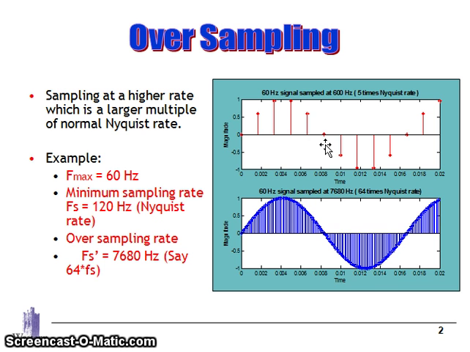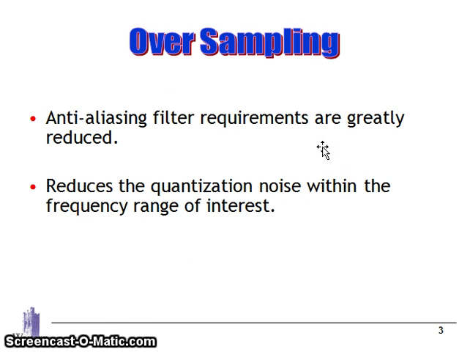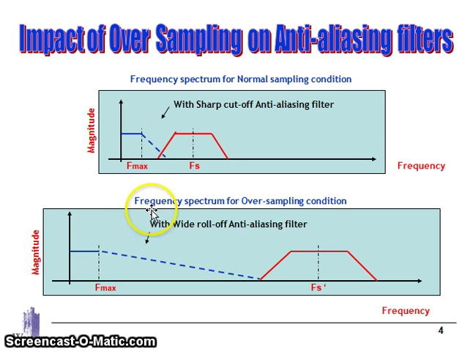Right? Now, why are we doing this oversampling? What is the advantage of this? Can you guess? Okay, we will see that. Now, oversampling advantages. First, it reduces the need for an anti-aliasing filter, and second, the quantization noise within the frequency of interest also gets reduced. How this happens is clearly shown in the next slide.